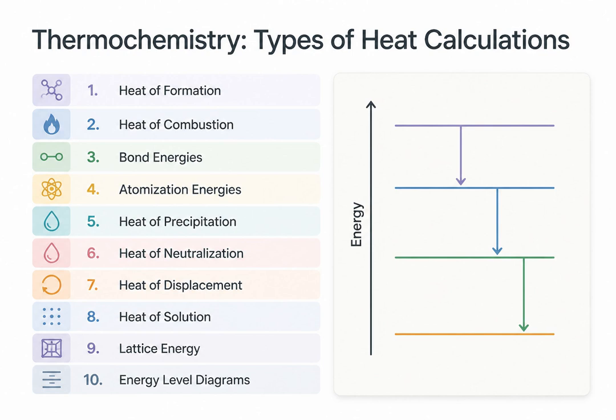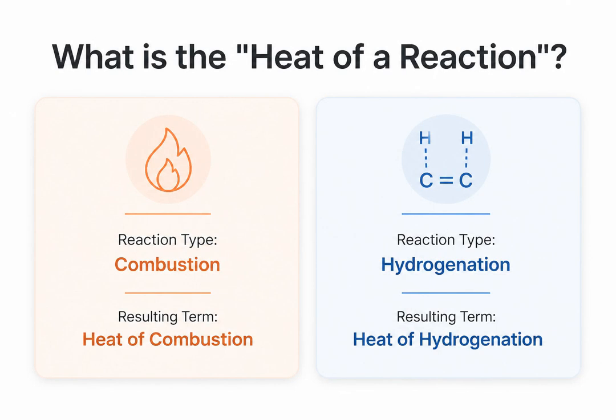We'll be looking at how to find the heat of a reaction using heat of formation, heat of combustion, bond energies, and atomization energies. We'll also explore heats of precipitation, neutralization, displacement, solution, and even touch on lattice energy and energy level diagrams. Let's start with our first major type of calculation, finding the heat of a chemical reaction when you are given the heats of formation for the compounds involved.